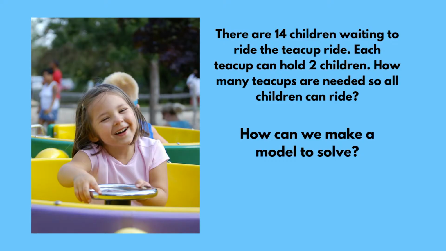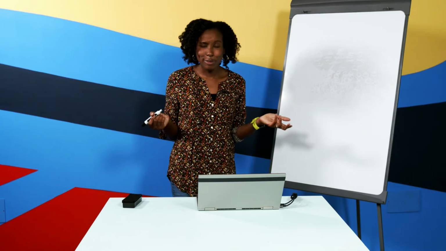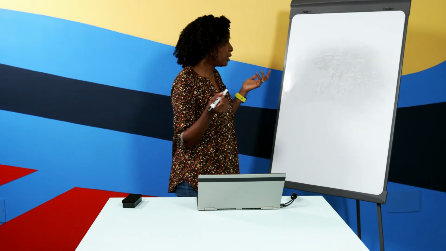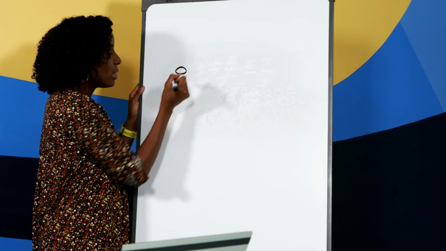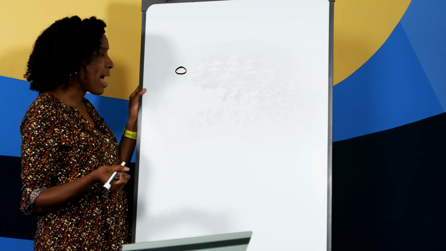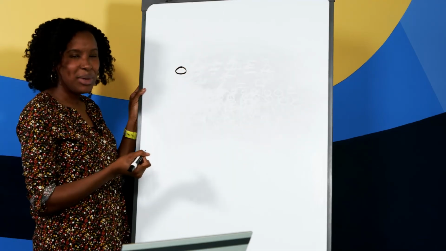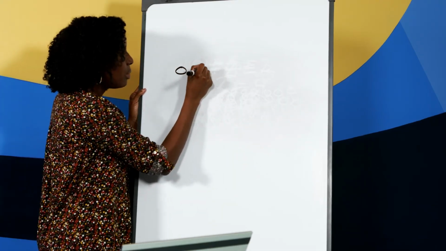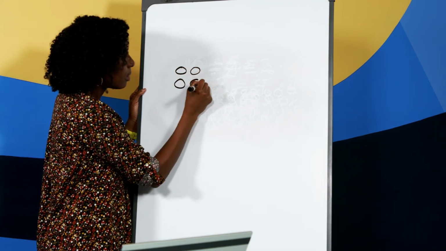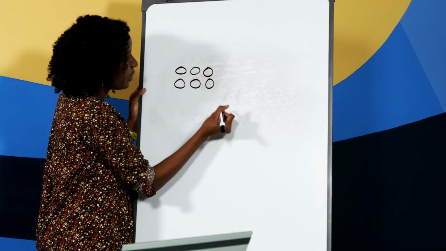Let's see about solving this story problem here. There are 14 children waiting to ride the teacup ride. Each teacup can hold 2 children. How many teacups are needed so all the children can ride? How can we make a model to solve? Well, it might be helpful first to draw those 14 children. I don't want to spend too much time drawing my stick people again, so my children today are just going to be circles. If I put my circles all over, it's going to be harder to count them, so I'm going to put them in a row here so that I can easily figure out what I need.